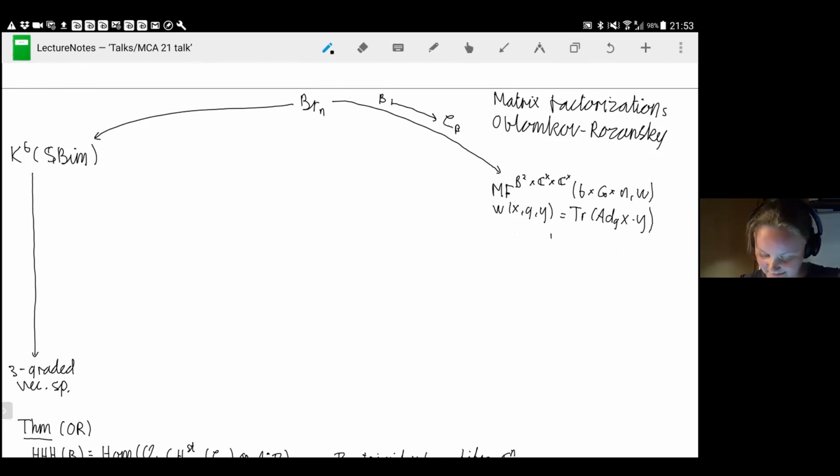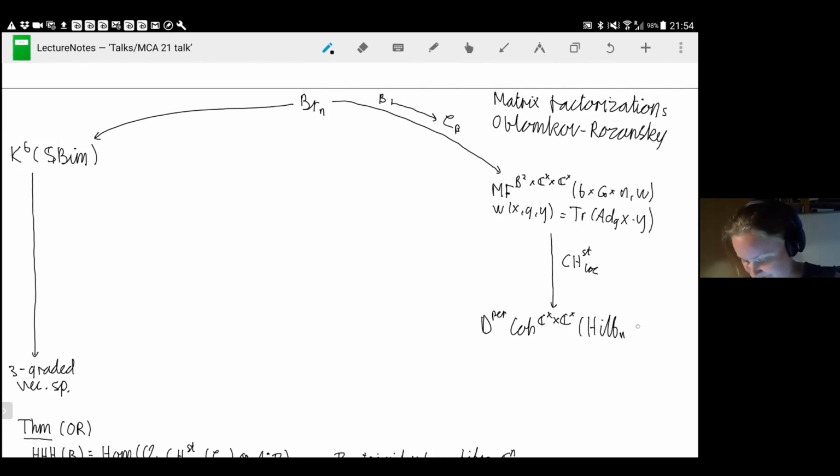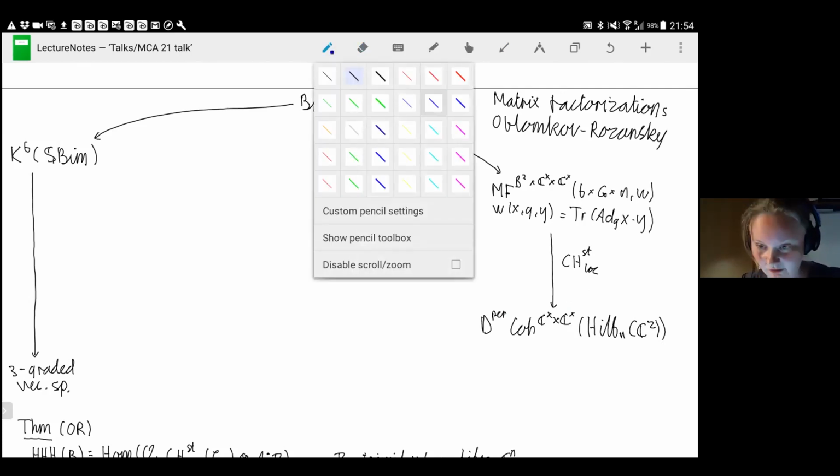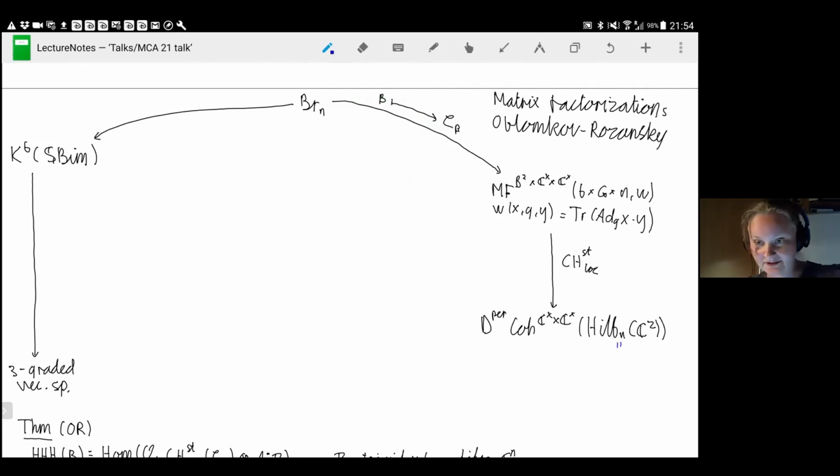And then they have a functor, which they denote as the Chern functor, stable on localization, which goes into periodic complexes of C star cross C star equivariant coherent sheaves on the Hilbert scheme of n points in C2, which maybe I should recall what the space is.